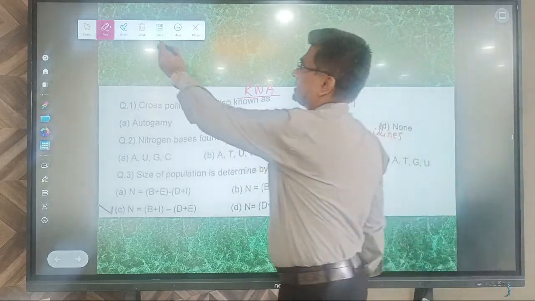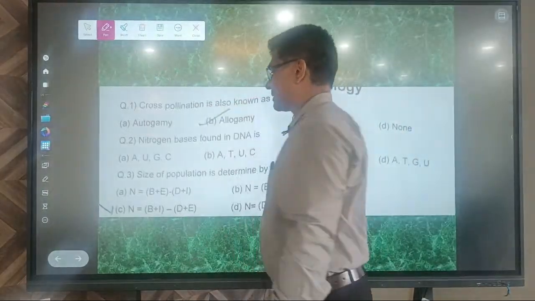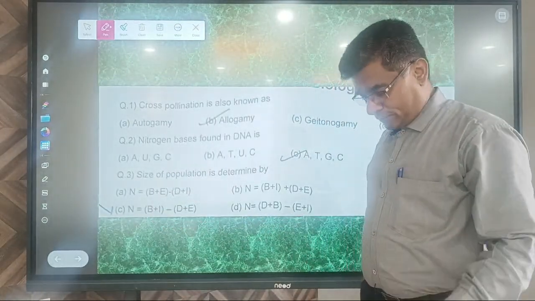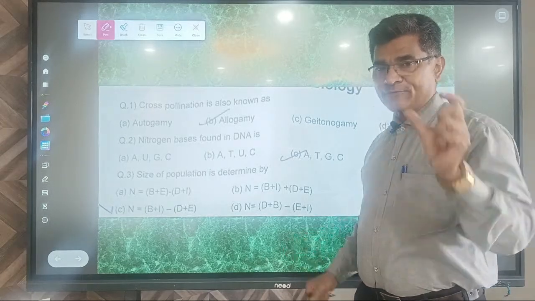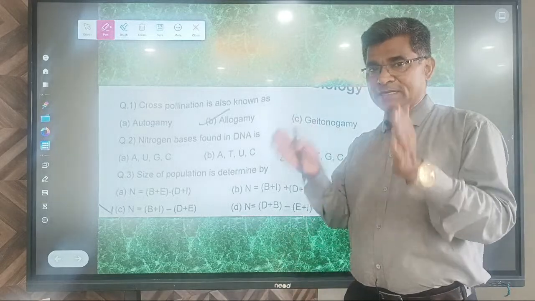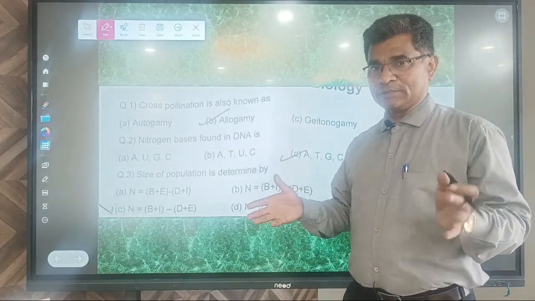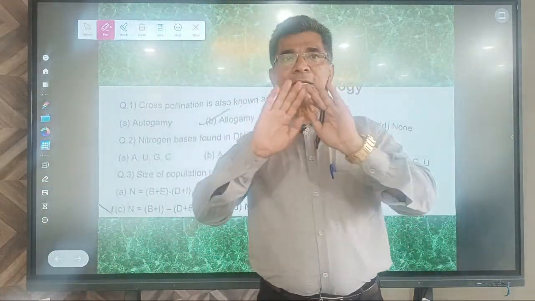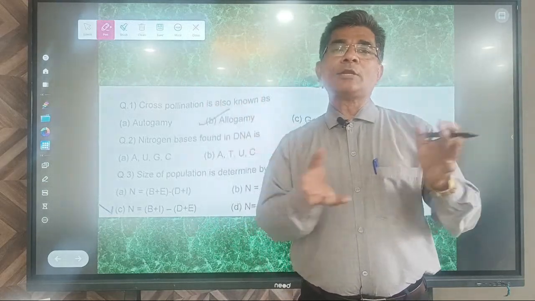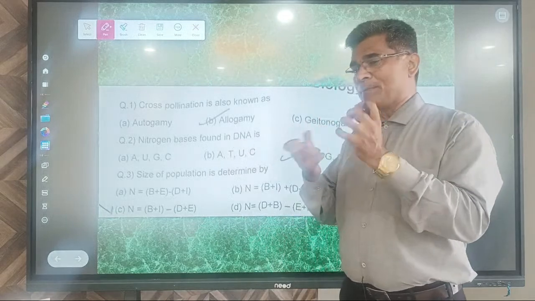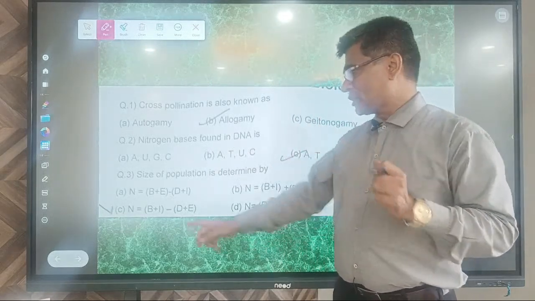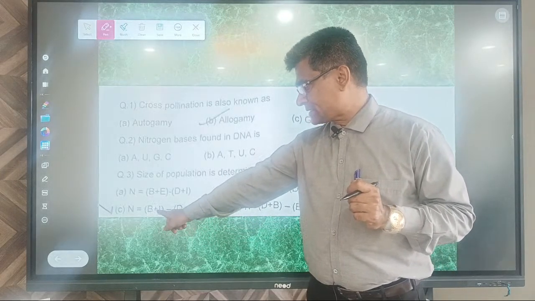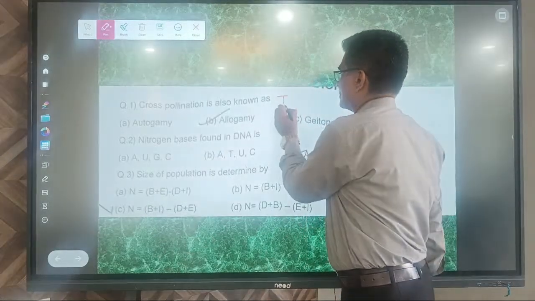Coming to the next question: size of population is determined by. Population means individuals belonging to the same species in a given area. For example, the population of human beings in Ahmednagar city. We are restricting the area to Ahmednagar city and counting how many human beings are there. That could be calculated with a special formula. Here population density will be given by B plus I, that is birth plus immigration.